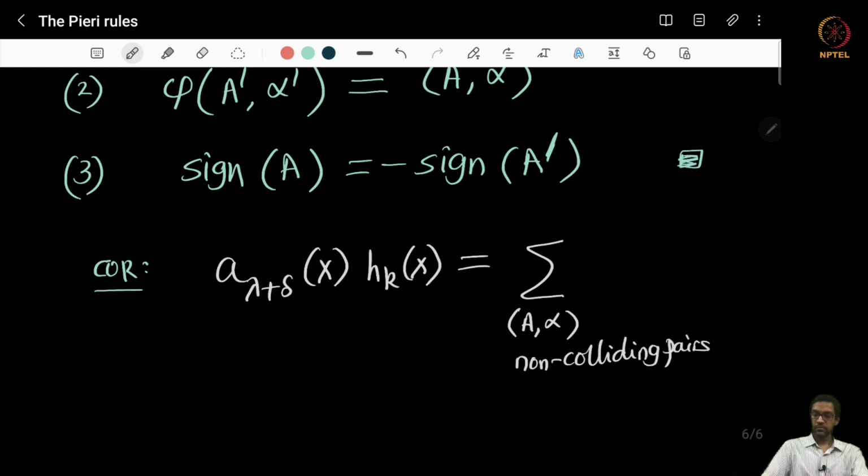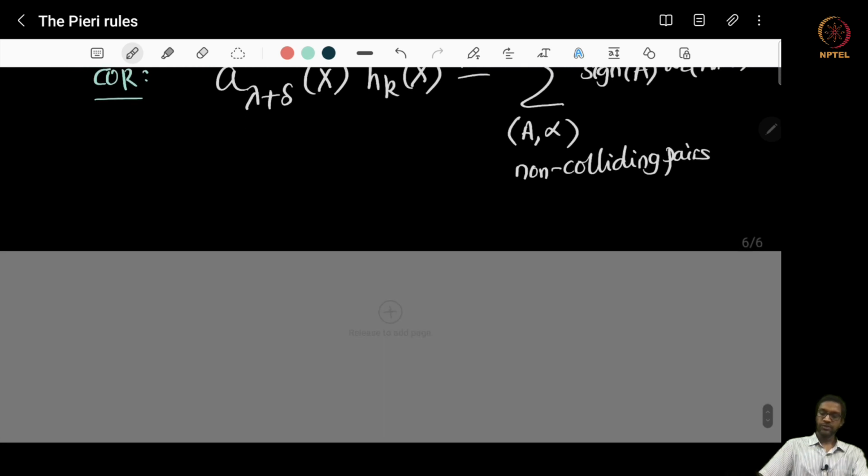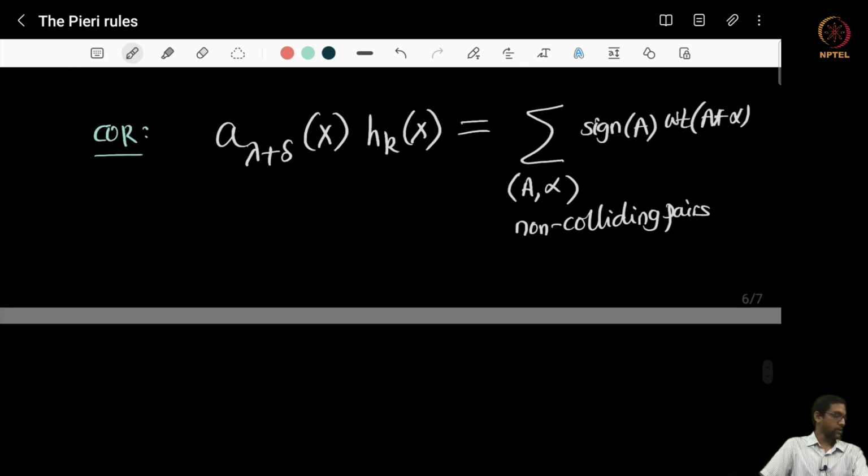Okay, and what is this? Sign of A, weight of A plus alpha. Okay, and what did we need to do? We needed to figure out what is the coefficient of a given monomial x to the mu plus delta in this.